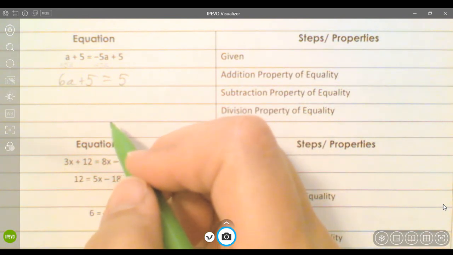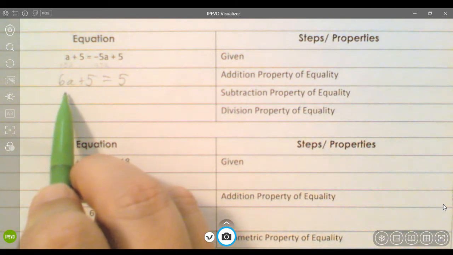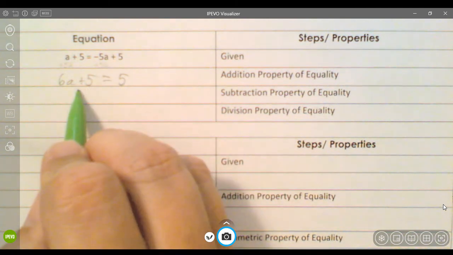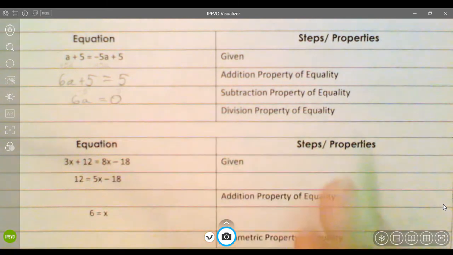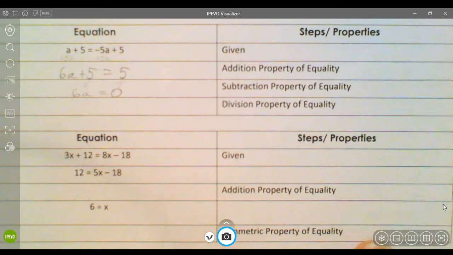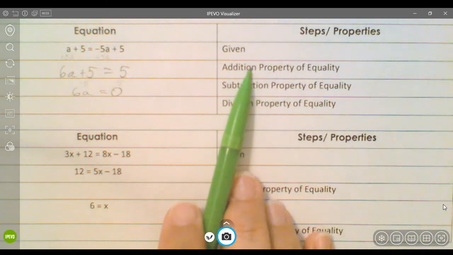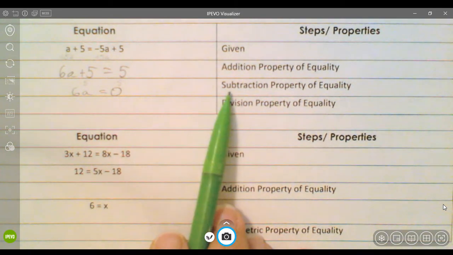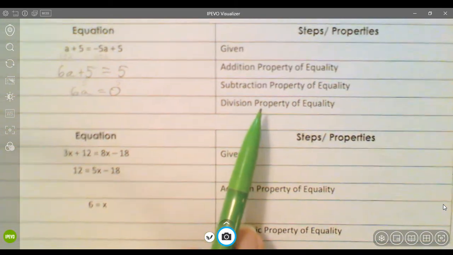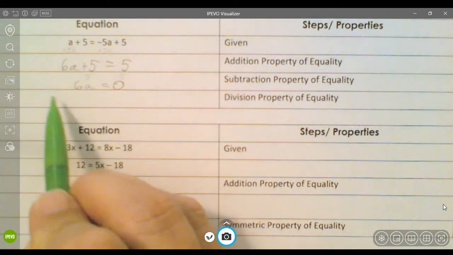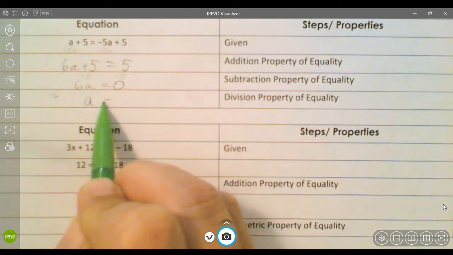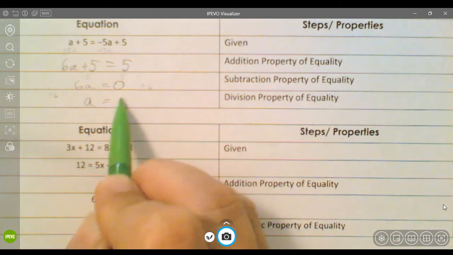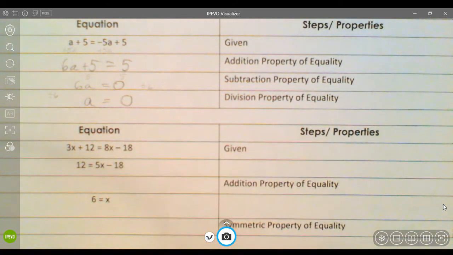Now what are we going to do? Well, I need a by itself. I need to get rid of the plus 5. So I subtract it. So I get 6a equals 0. And really, guys, so far I've added to both sides. Now I've subtracted. Now this says to divide. So I'm going to divide by 6 over here. 6a divided by 6 is a. 0 divided by 6 is 0. So I've done all the steps.